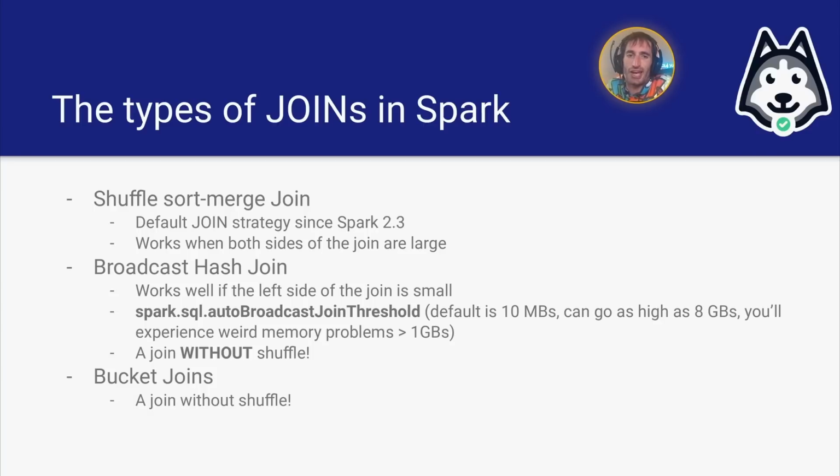So broadcast hash join works when one side of the join is small. And it actually doesn't have to be the left side of the join. It's just one side of the join needs to be small. And then it works pretty well, because in that case, instead of shuffling the join, it just ships the whole data set to the executor, and you don't have to shuffle at all. And it works great for small-ish amounts of data.